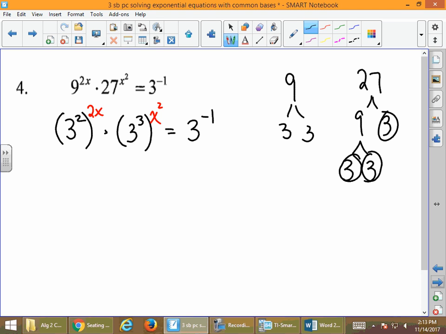Now that we have that, we're going to go back to our superpower rule, which says that we're going to multiply those 2 values together, and we're going to multiply these 2 values together. And when we do that, we end up with 3 to the 4x, 2 times 2x, and 3 to the 3x squared, we're multiplying 3 times x squared, equals 3 to the negative 1.